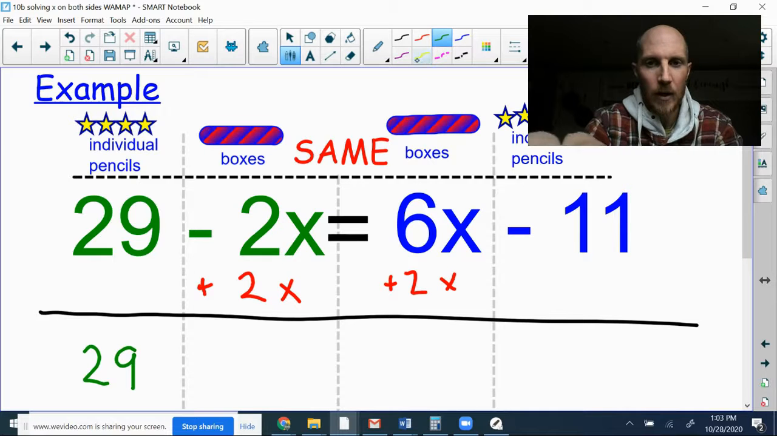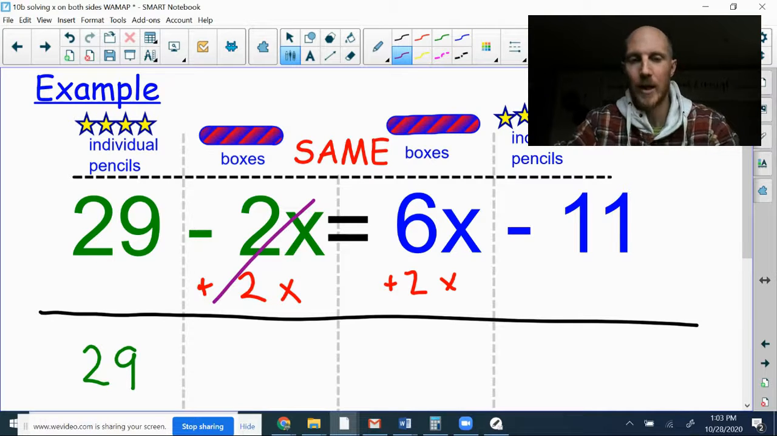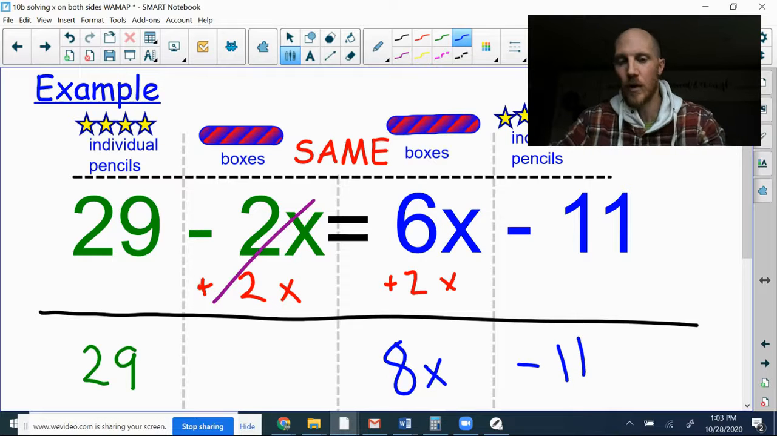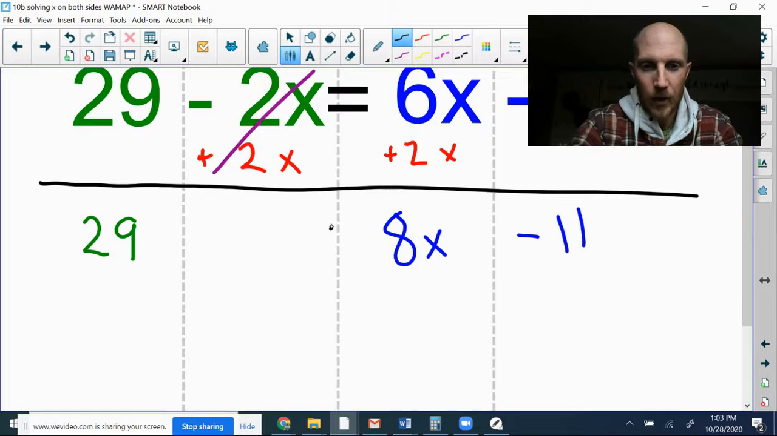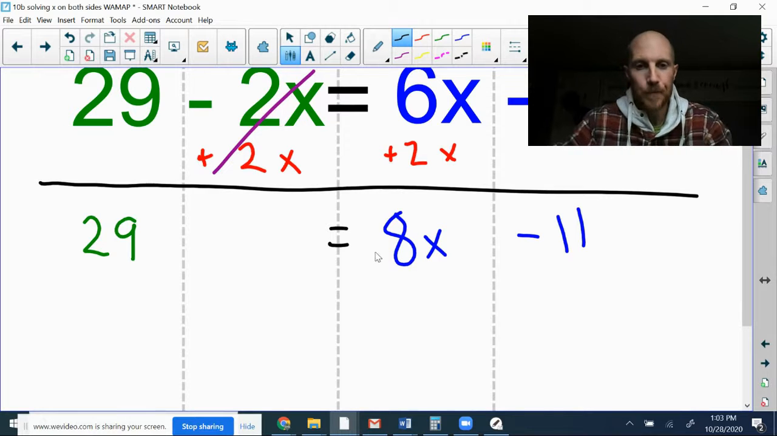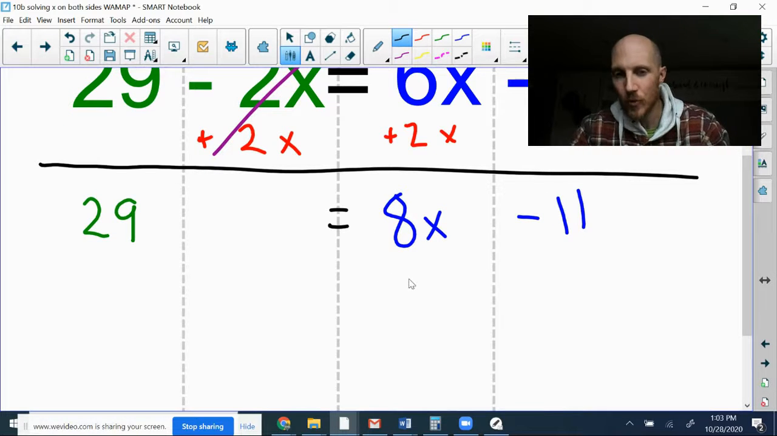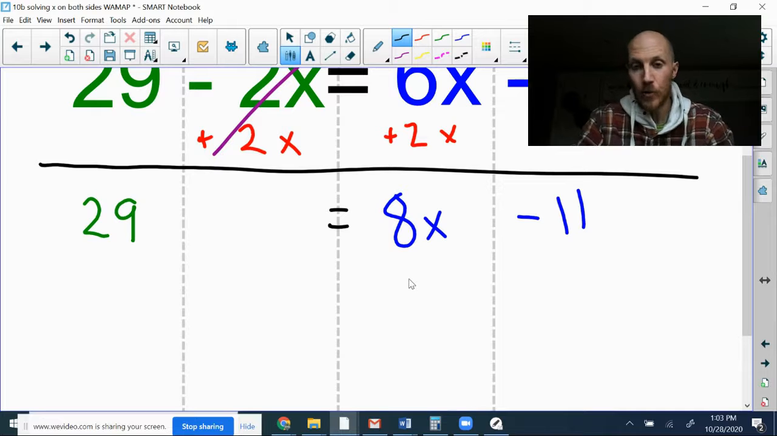Didn't do anything to that. Negative 2x plus 2x, those are going to add to make 0. So I got nothing in the x column, no boxes. On the other side of the equal sign, I had 6x. I added 2x. It's going to give me a total of 8x. And in the pencil column, the constants, I had negative 11. Nothing changed there. So here is my, oh no, I am missing an equal sign. Here's my next line.